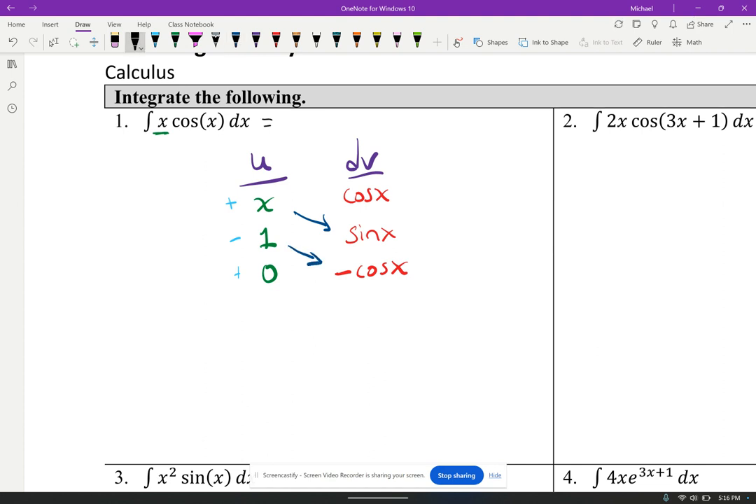So this answer is going to be positive x times sine x, which is x sine x, plus, or I should wait, and I should multiply negative 1 times negative cosine x. Well, that is going to give me a positive cosine x, plus c. Congratulations, you just did number one fairly easily. And so it looks like this is a neat little shortcut that we can use all the time, right?